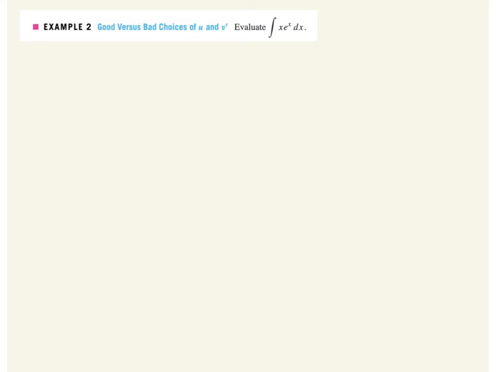Again, writing out my rule that I'm using, I have the integral of u v prime dx equaling uv minus the integral of u prime v dx. So u is x, v prime is e to the x. Then the other pieces I need: u prime is 1, and v is e to the x. Pull it all together.